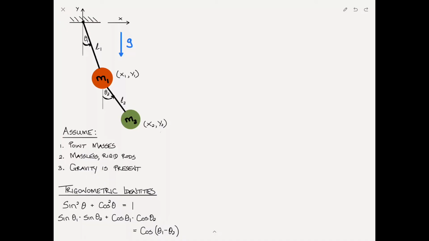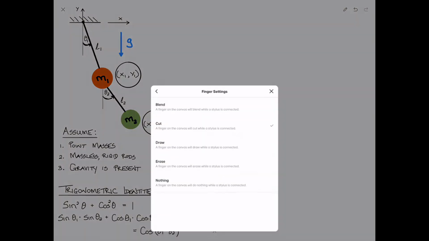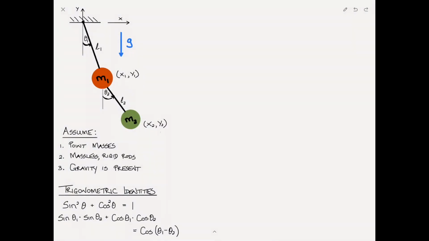So we proceed by writing our kinematic constraints, and that is to relate the angles theta 1 and theta 2 to the coordinates x1, y1, and x2, y2 using the specific geometry of the problem. Let's write that. Kinematic constraints.